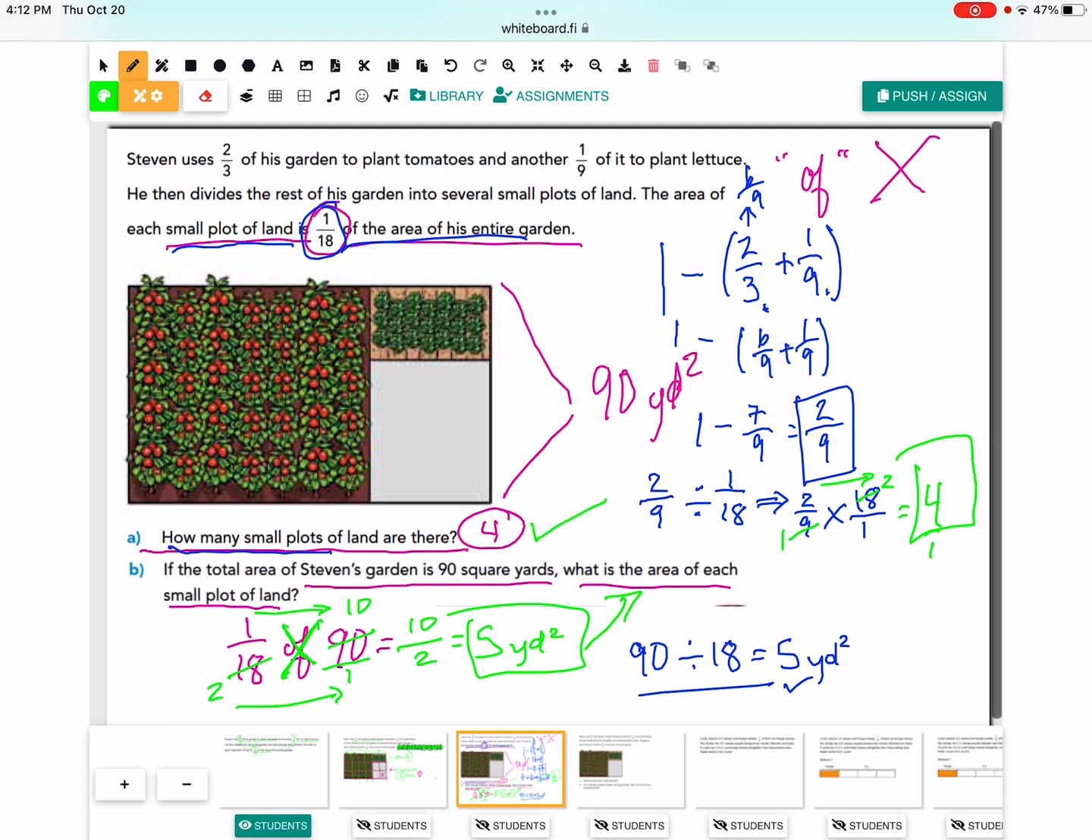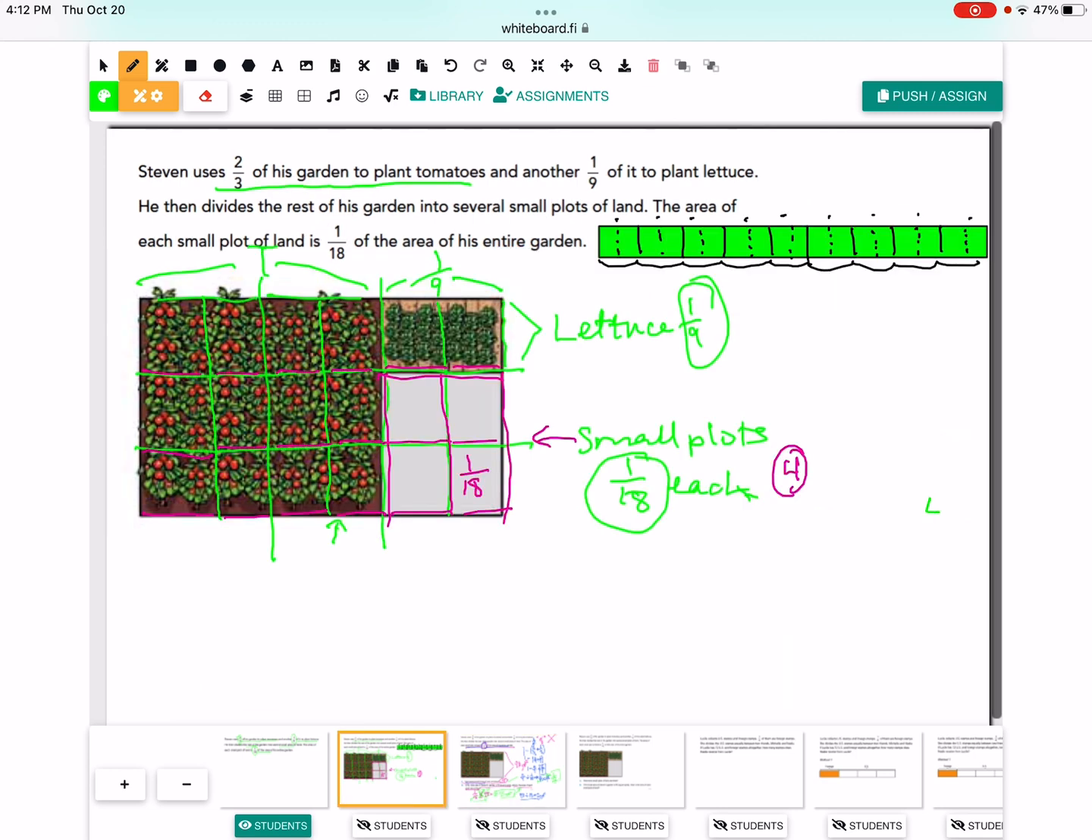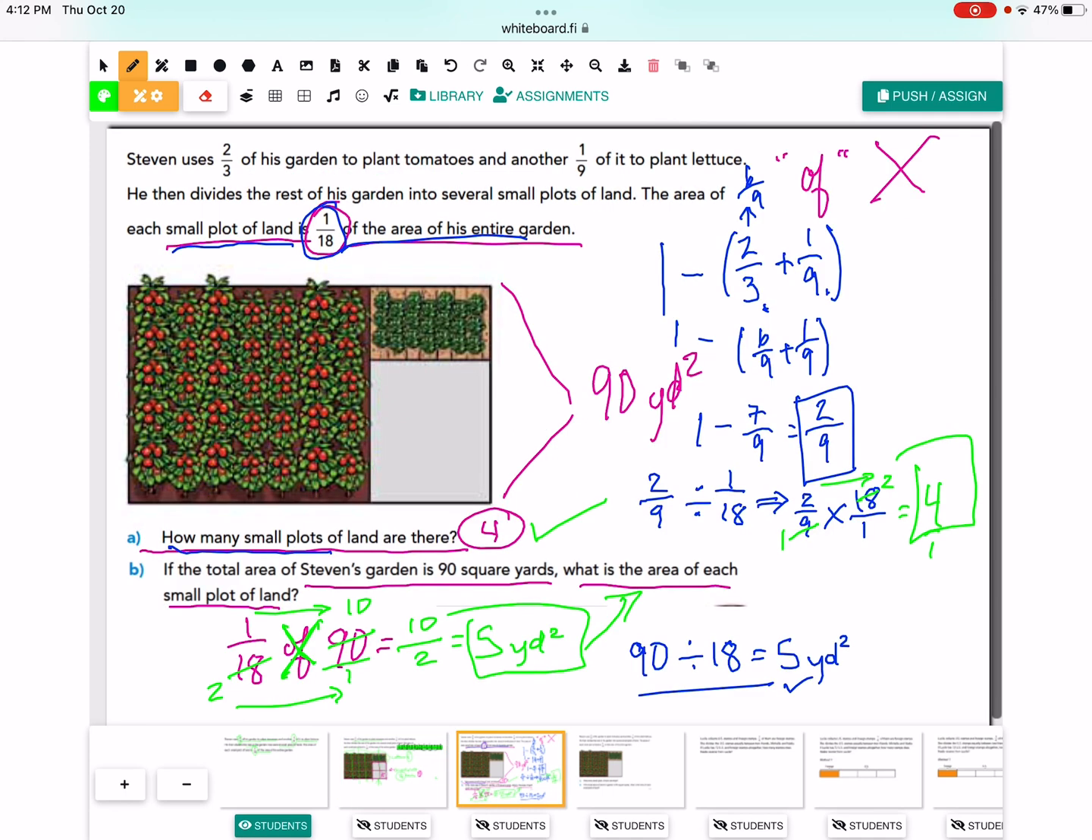4 small plots. Okay, so either way you do it, either doing it by the visual as we did over here, and you saw that there were 4 of them, or doing it mathematically as we did right here, you also saw that there were 4 of them. And then 2 ways to figure out what the area of each small plot is. You can solve these problems either way, any way that makes sense to you.